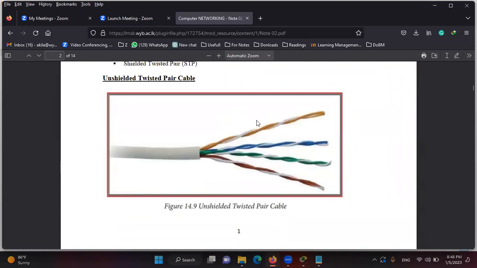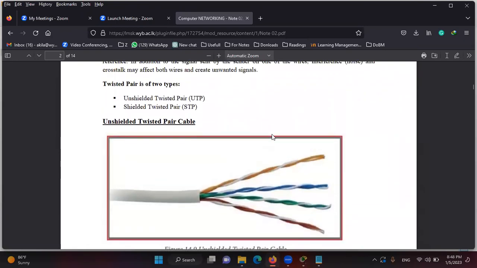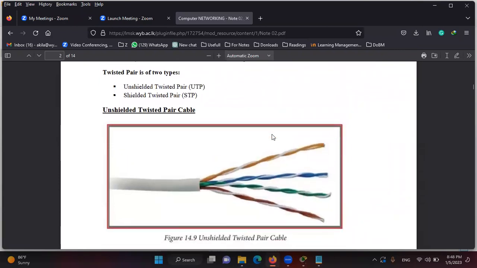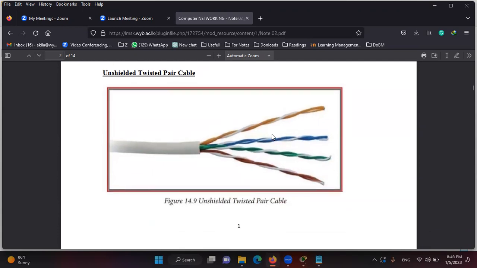You can see in the image, there are twisted pairs. Twisted pairs in a cable. The wires make pairs and are twisted together. Twisted pairs, right? So it's a copper cable.